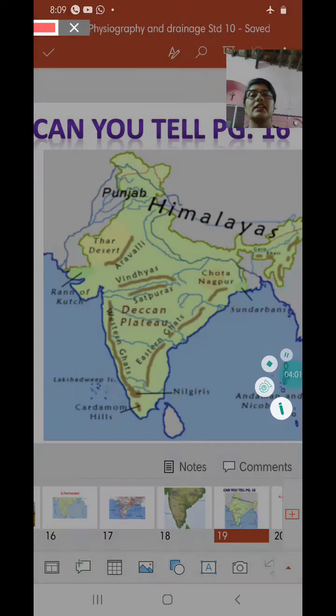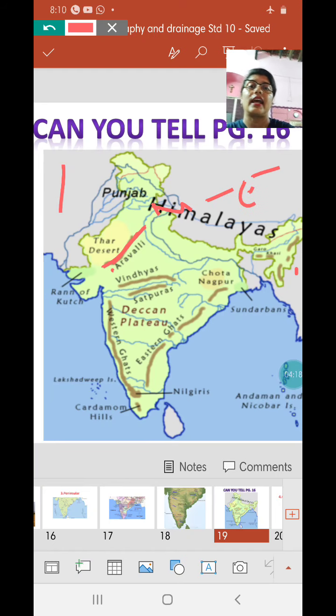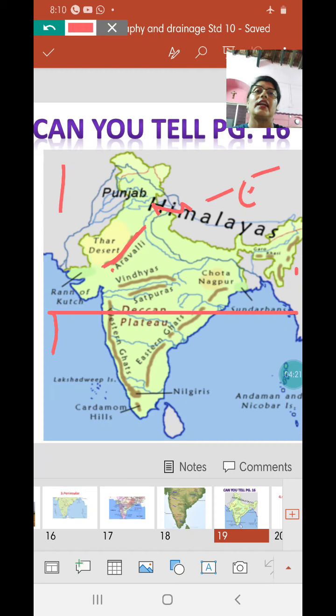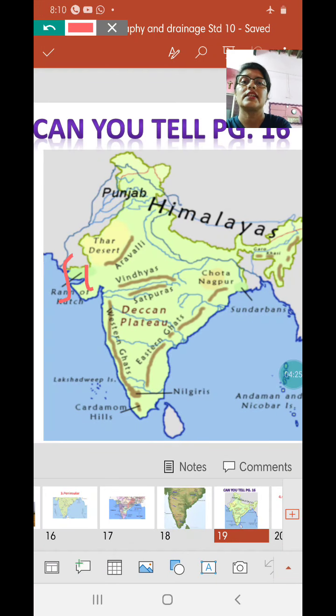Now Aravallis lie in the north-south or south-north direction, but precisely speaking they are not north-south. They are southwest to northeast. So their direction is from southwest, that is here, southwest towards northeast.